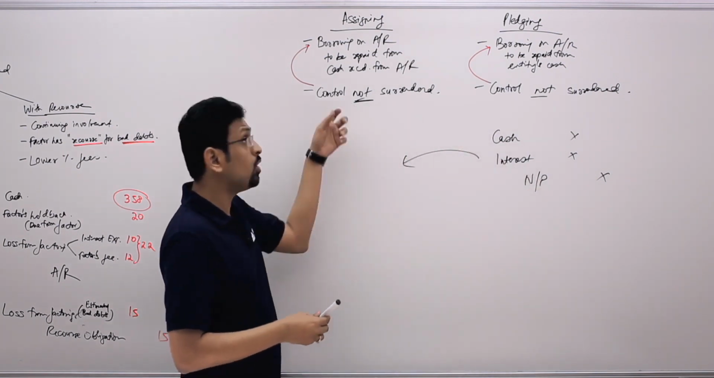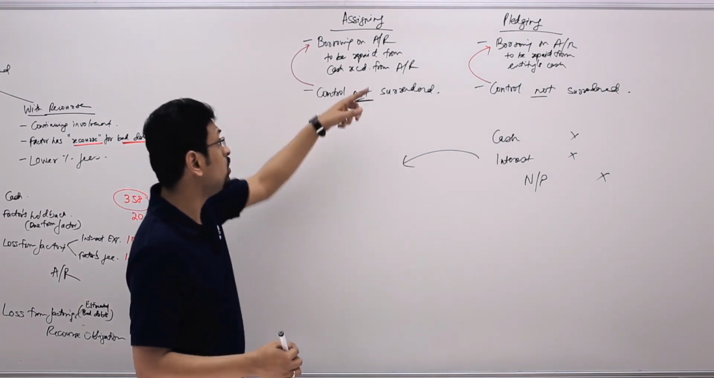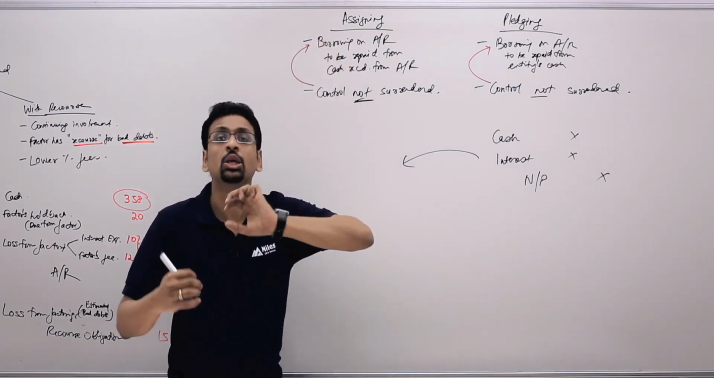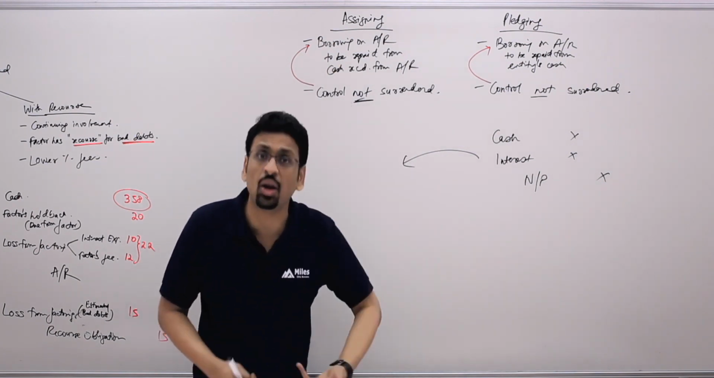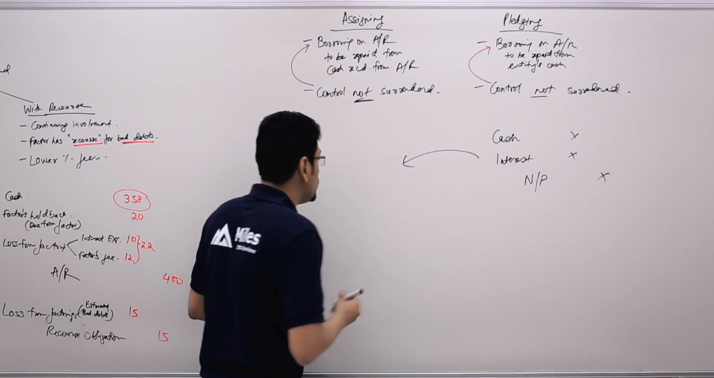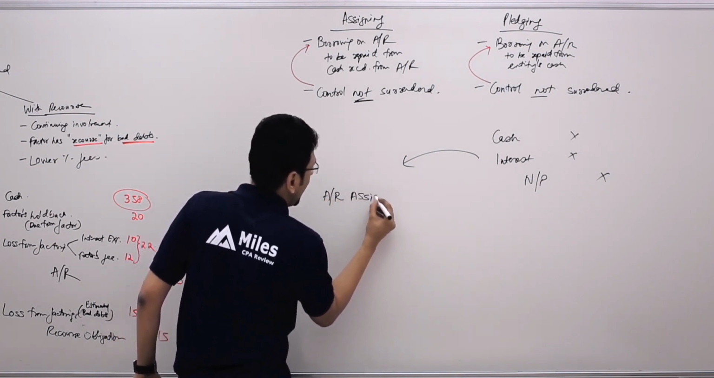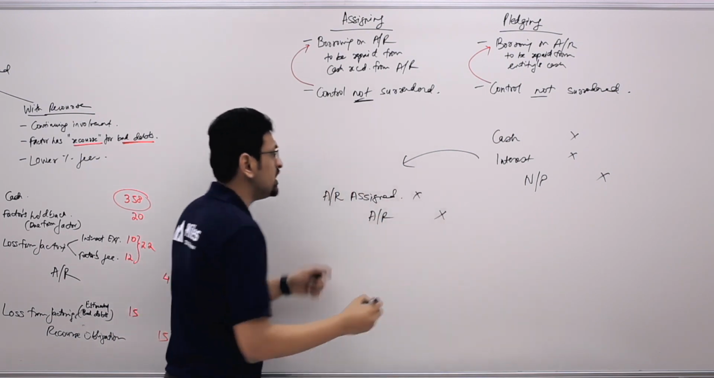But what do you do? Because accounts receivable are no longer yours. Guys, think about it. Whatever you get cash from your accounts receivable in case of assigning, you have to give it off. So though the accounts receivable are still on your books, whatever money you get, you're going to give it off. So what you do is you create an account called accounts receivable assigned, and you take off accounts receivable just to make sure there's proper disclosure.